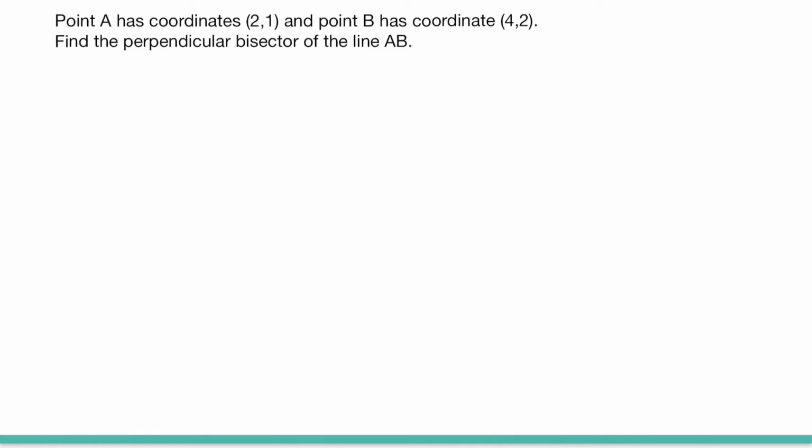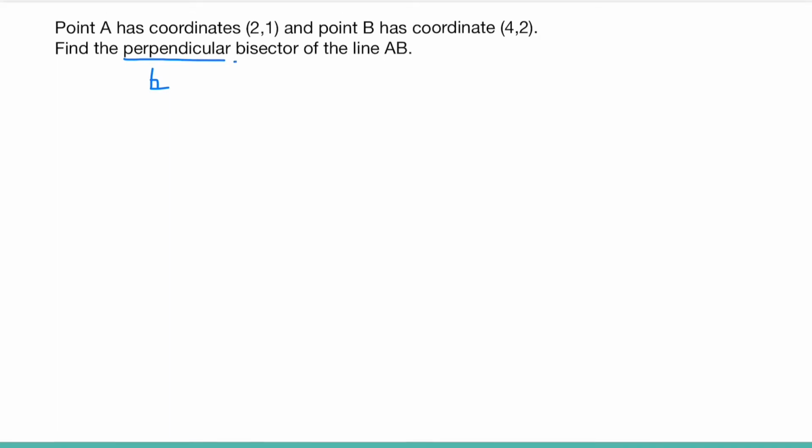Going to have a look at perpendicular bisectors. The word perpendicular just means that it's at 90 degrees from the previous line. And bisector just means that it's cutting it exactly in the middle. So if this is my line, I want to cut it exactly in the middle at 90 degrees. So that's what perpendicular bisector means.